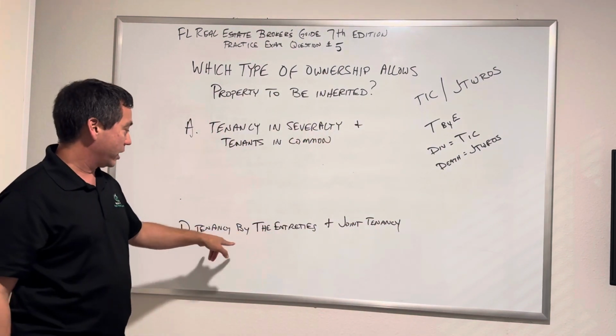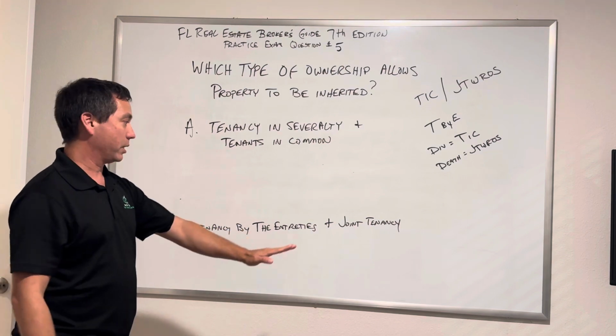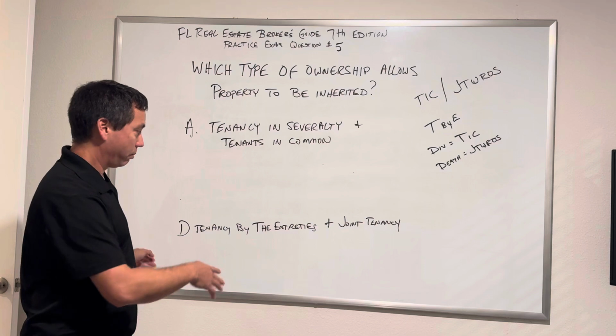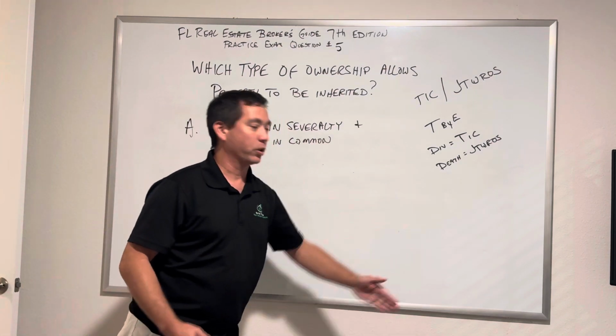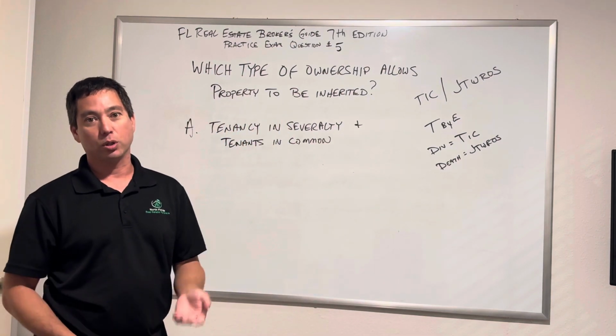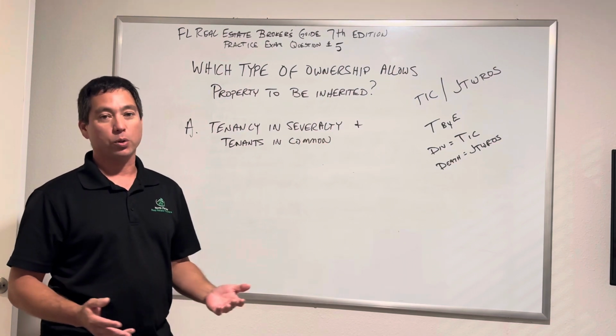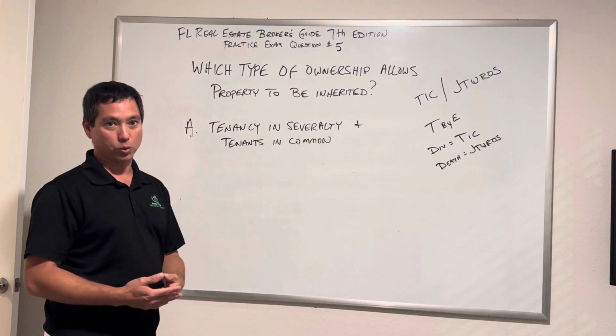Tenants by entireties, again, same thing here, right? Taking the tenants by entireties out. But joint tenancy is the wrong answer because it's not inherited, it's just passed along. When we're talking about inheritance, we're talking about children. We're talking about parents. We're talking about somebody other than that party that bought the house with them, right?